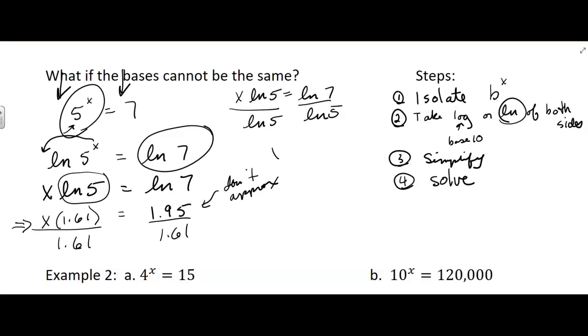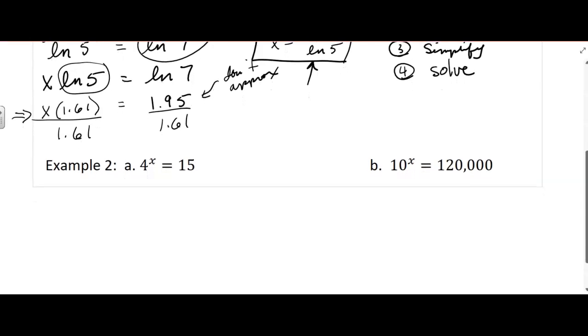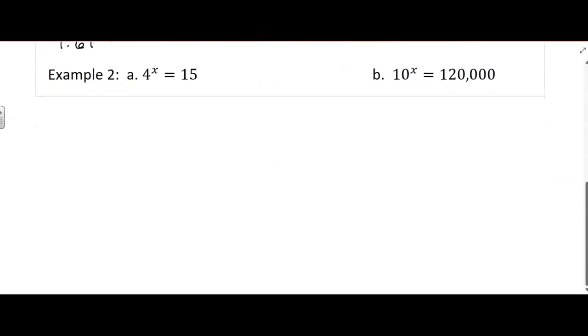So the exact answer is x equals natural log 7 divided by natural log 5. If they want a decimal approximation, then we put that in the calculator. Okay, we'll show you how to do that too. But I don't think they want that on this example. They just want exact answers.